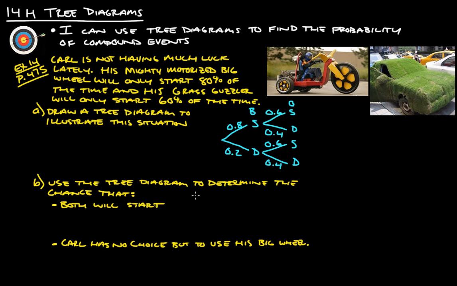Okay, so use the tree diagram to determine the chance that both will start. So start and start, that's going to be this here. It's going to be 0.8 times 0.6. Okay, and if you multiply those together, you get 0.48, or 48% of the time. All right.